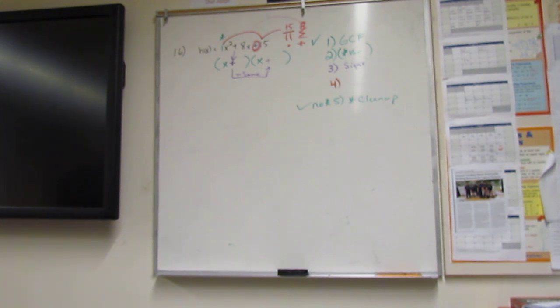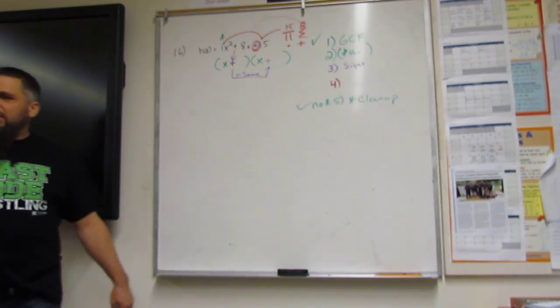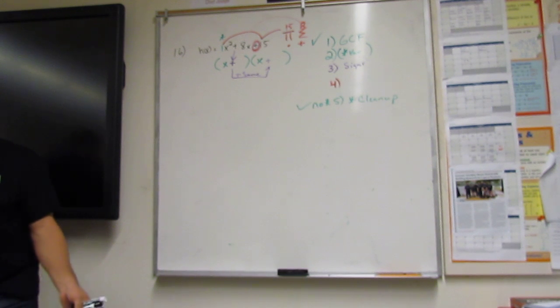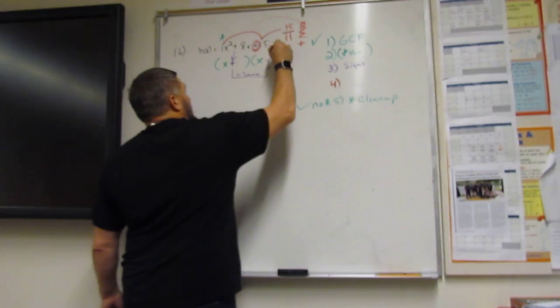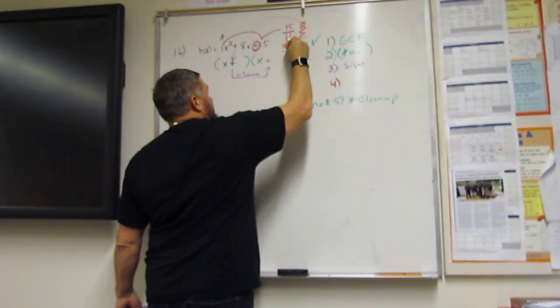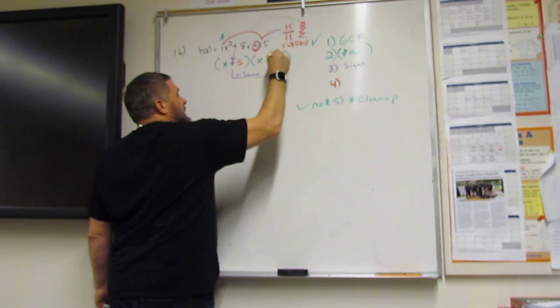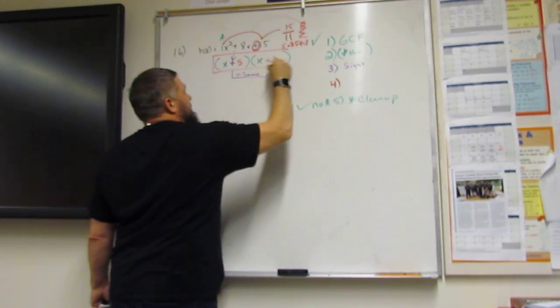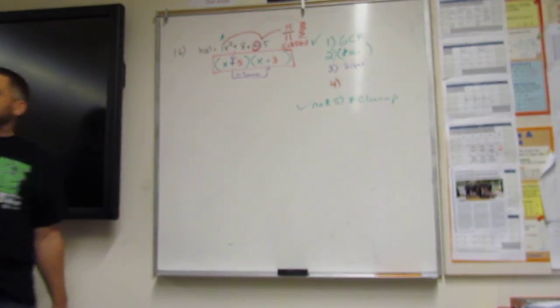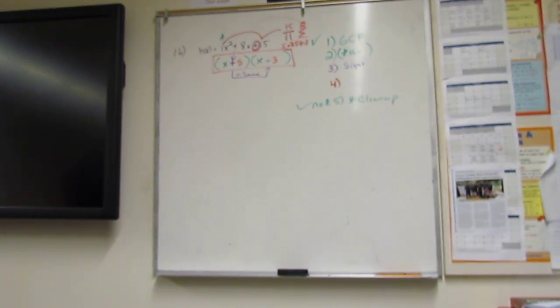So I know that 5 times 3 is 15. Okay? And I know that 5 plus 3 is 8. So 5 and 3. And because there's no star cleanup, we're done. Pretty easy problem, yeah? I can't make factoring any easier.